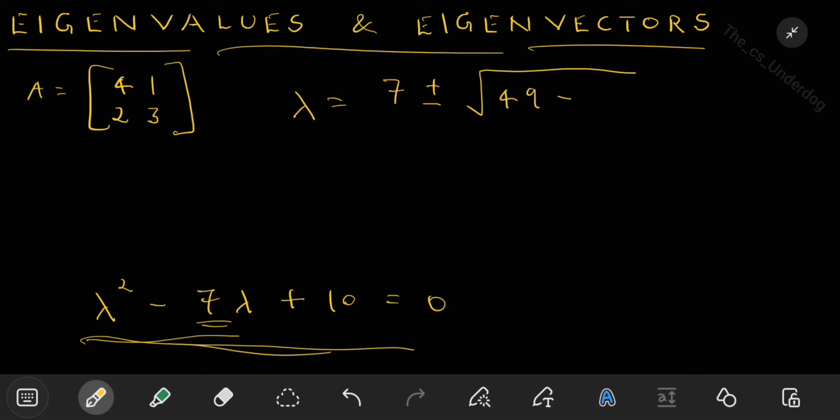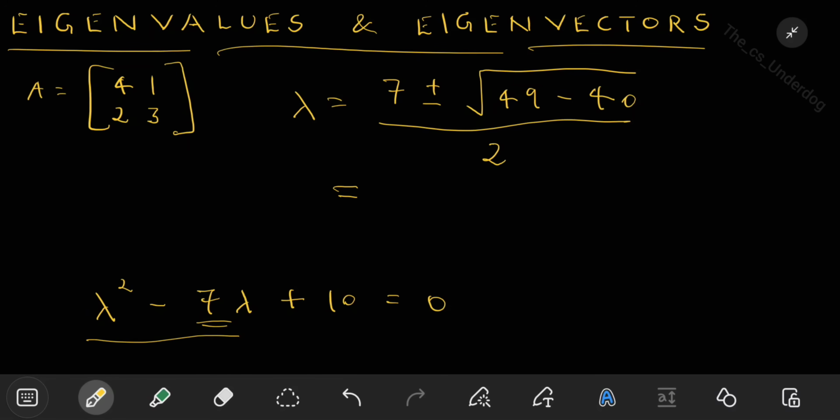49 minus 4 times a into c, which will be 4 times 1 into 10. That will be 40. Minus 40, divided by 2a. So it will be 2. I am not explaining this because it is very simple. So 7 plus or minus the root of 9, which is 3, divided by 2. This is where you reach. That is equal to 5 and 2.